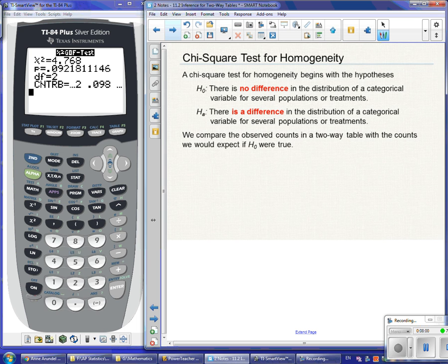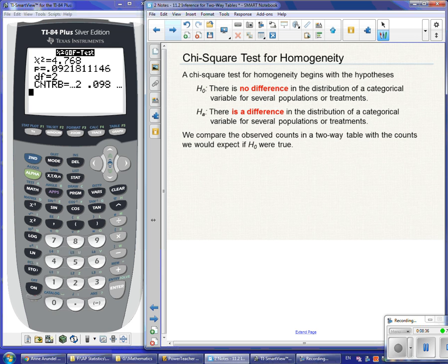And so our null hypothesis, and again with the chi-square test we often write our null and alternative hypotheses in words, would be that there is no difference in the distribution of the categorical variable for the several populations or treatments. Now obviously you'd be putting this in context. So if I was using the M&M example, I would say there is no difference in the distribution of colors of plain and peanut M&Ms. My alternative would be that there is a difference. And notice that I'm not worried about upper tail or lower tail. I am just trying to see if there is a difference somewhere in these two distributions.